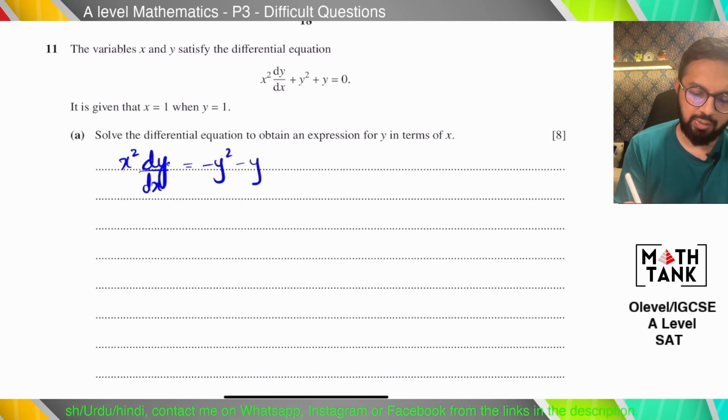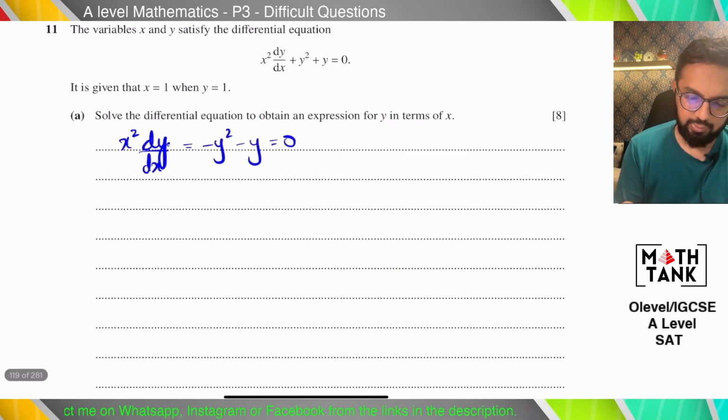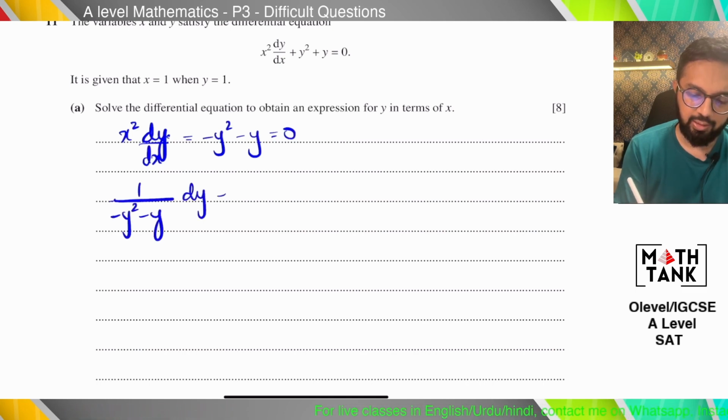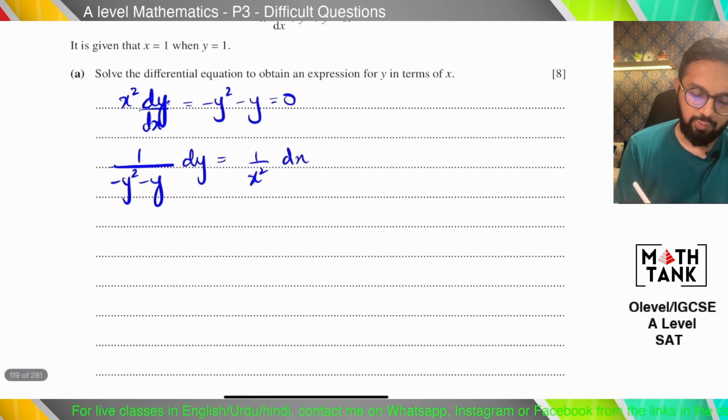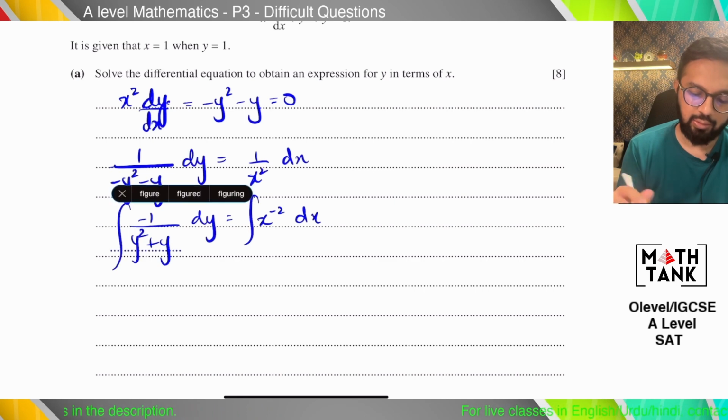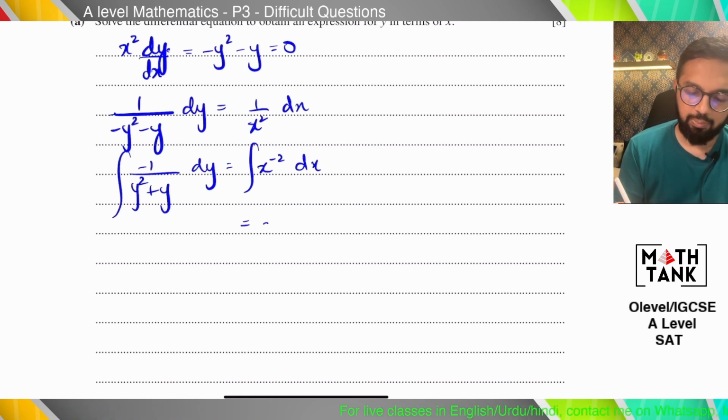Minus y square minus y equals to 0. Then I have 1 over minus y square minus y dy equals to 1 over x squared dx. Now, if I could factor out the minus here and put it to the denominator and bring this to the numerator, because I want to integrate that. The integration here is simple. It's just minus 2 plus 1 divided by minus 1 plus c.